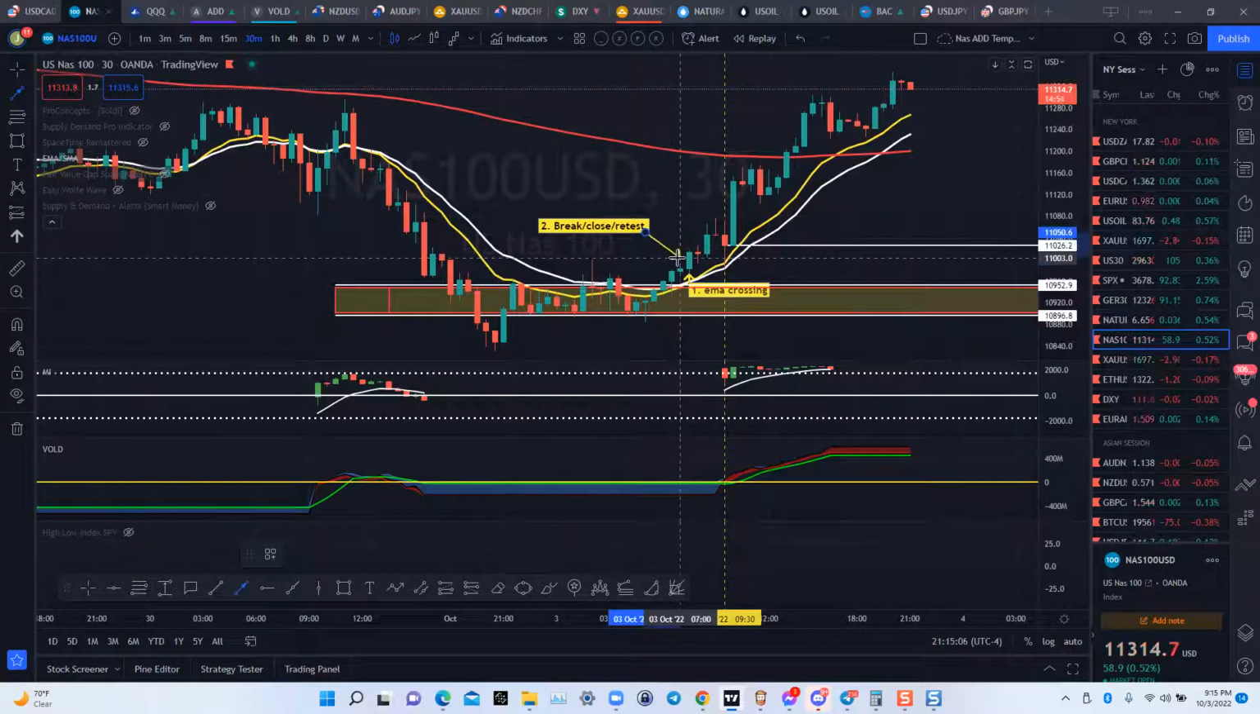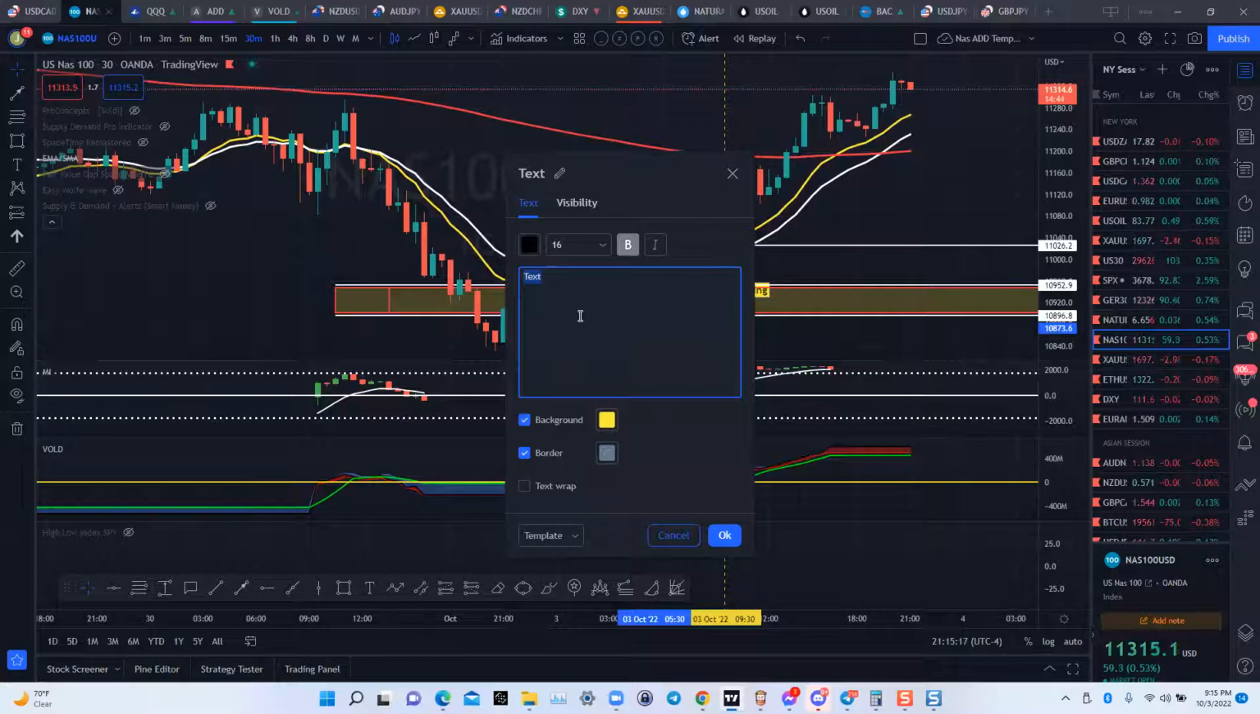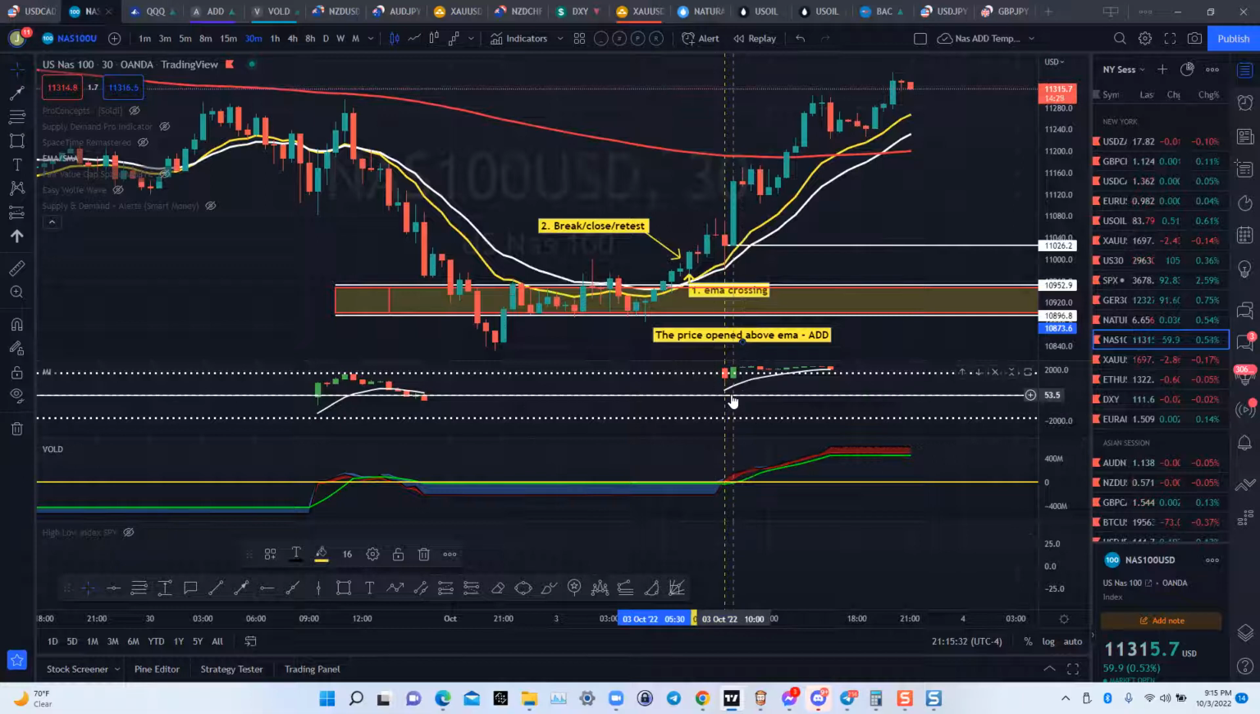So that's number 2. Number 3, I was watching this in slow motion, because when you're in the trade looking at this in slow motion, you're trying to see what's going on, right? Number 3 is the price opened above the EMA for the ADD, right? So you can see here it is above, floating above. So that's number 3.